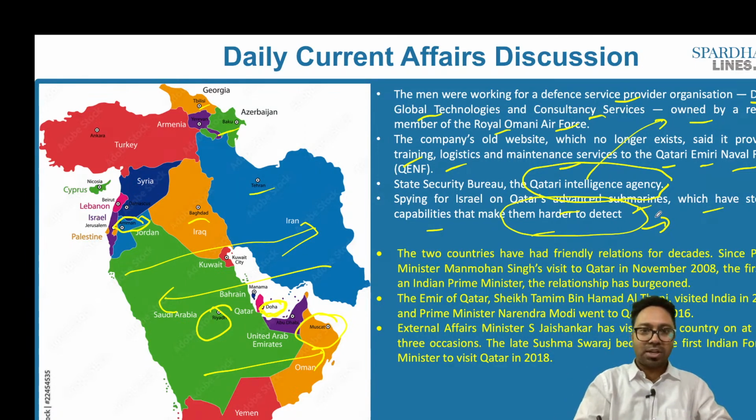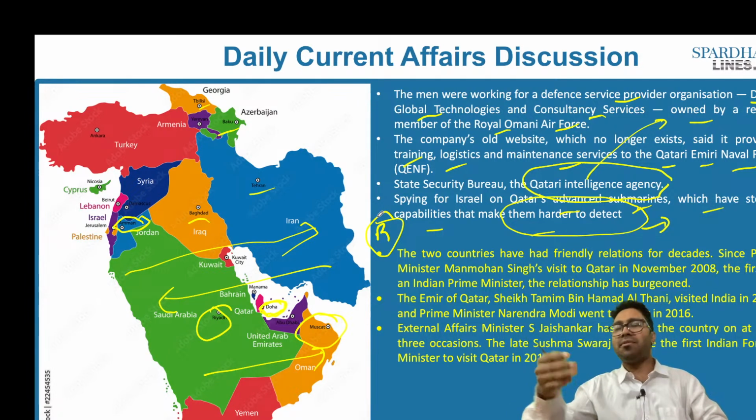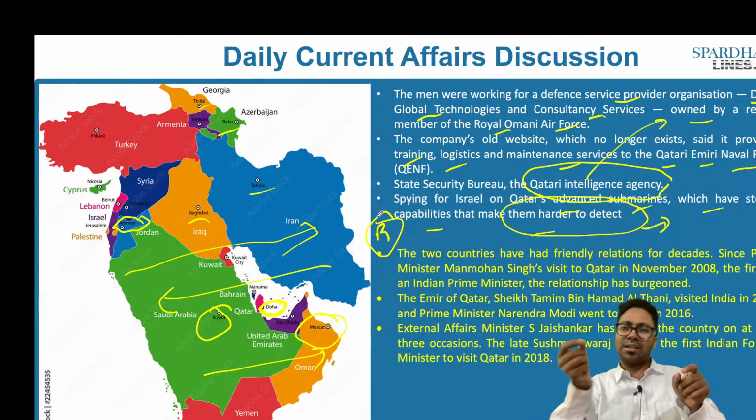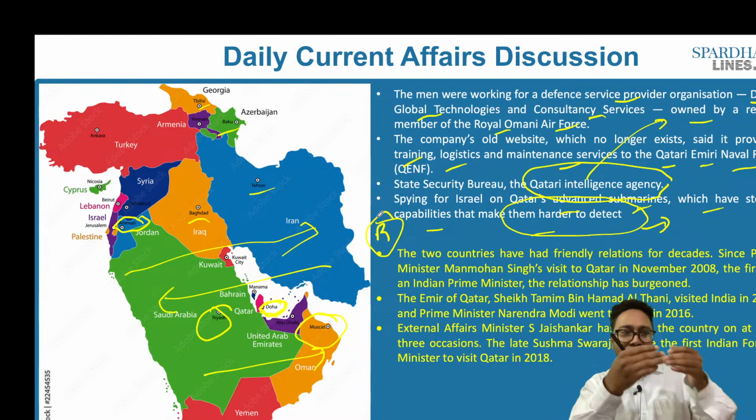So what is the advantage of a submarine? If it is able to evade the radar, then it means it will be able to conduct its sabotaging activities. It will be able to hit the enemy as well. So Israel forces were trying to target Qatar forces, and Qatar did not have a good relationship with Israel as well.